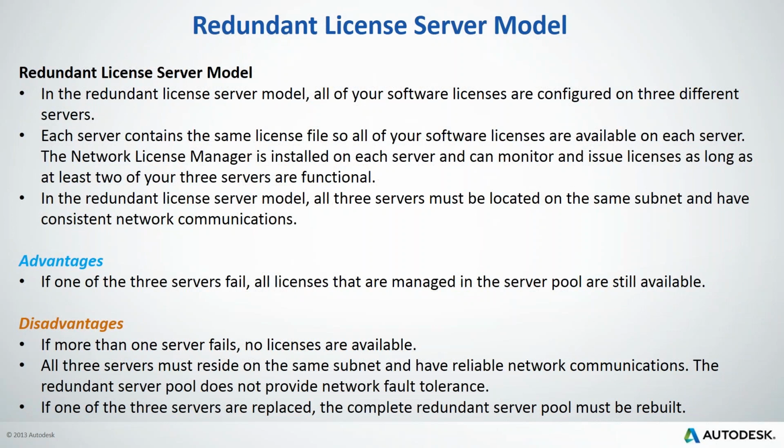In the redundant license server model, all of the three servers must be located on the same subnet. So you have to take note of that and have consistent network communications between them. The advantage of this is if one of the three servers fails, all the licenses that are managed in the server pool are still available. However, the disadvantage is if more than one fails, then all of your licenses will not be available. All three servers must reside on the same subnet, and we need to have a reliable network connection.